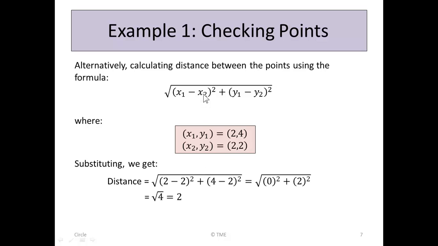Substituting into the equation, we get 2 minus 2 for the x1 minus x2 squared and 4 minus 2 for the y elements. That becomes 0. We get 2 squared. So it's the square root of 4, or 2. And because it's 2 and less than the radius, the point (2, 2) is inside the circle.